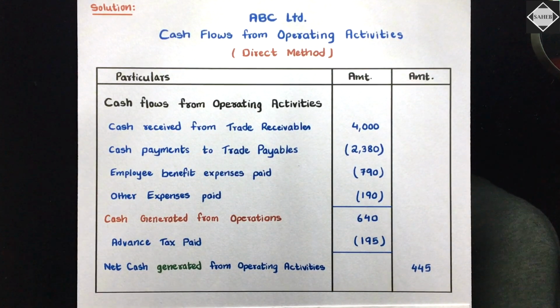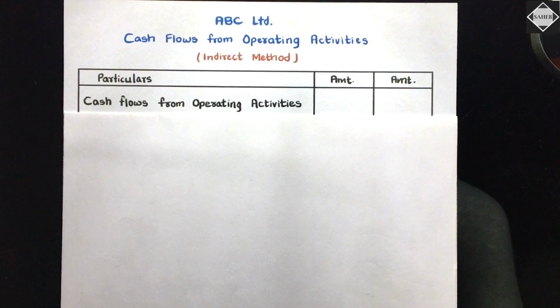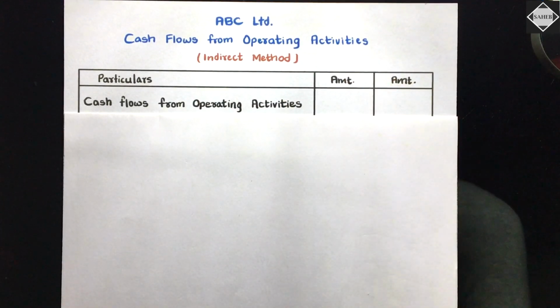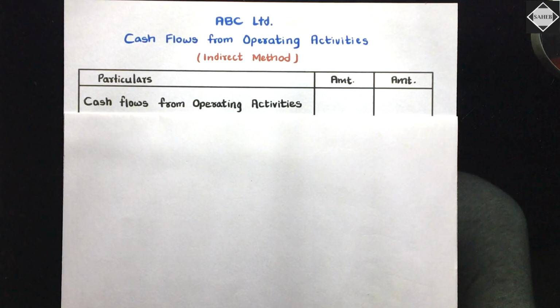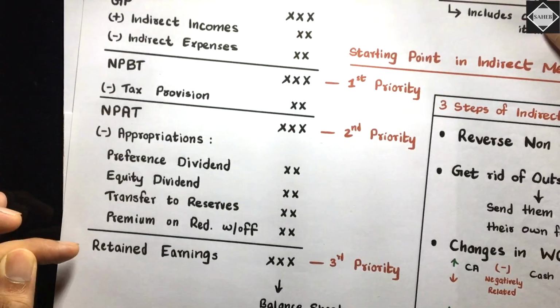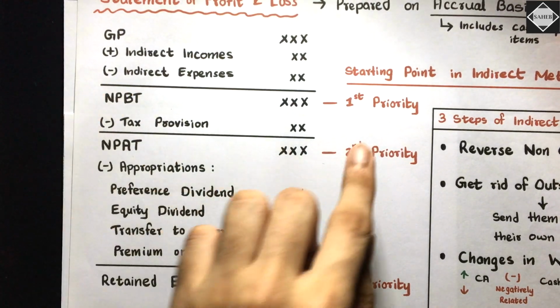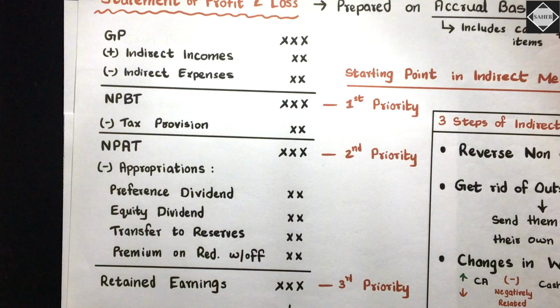Now let's see indirect method. Now see here we have cash flow from operating activities under indirect method. It's really simple. How do we start this? You all know we start from profit, and there are three profits: net profit before tax, NPBT, NPAT, and retained earnings. If the question gives you NPBT, then remember that's your first priority. You will always start from there, and that's what is happening in this question.